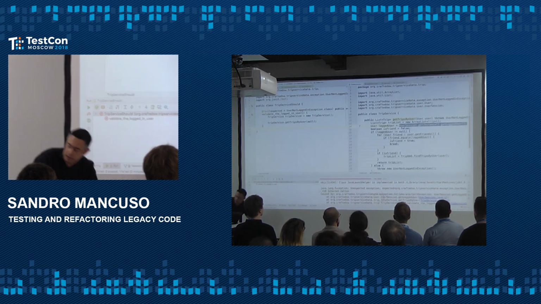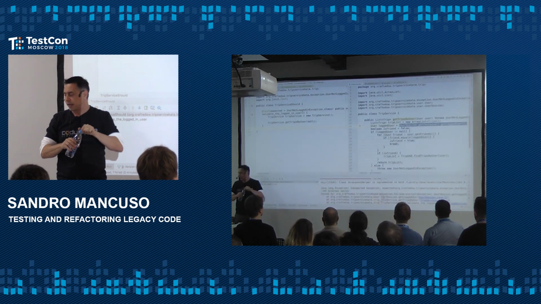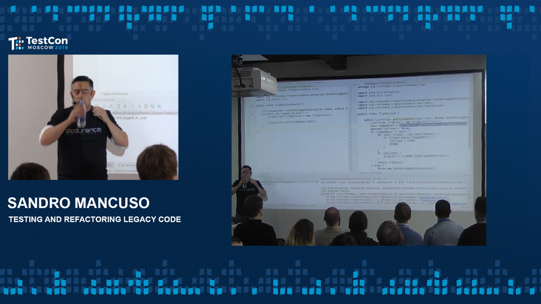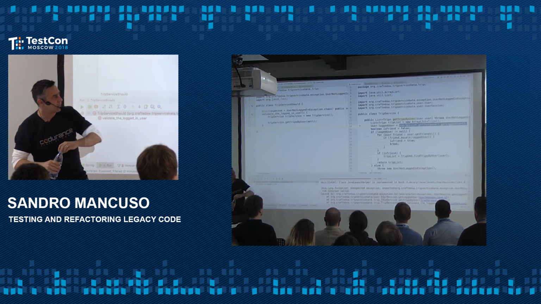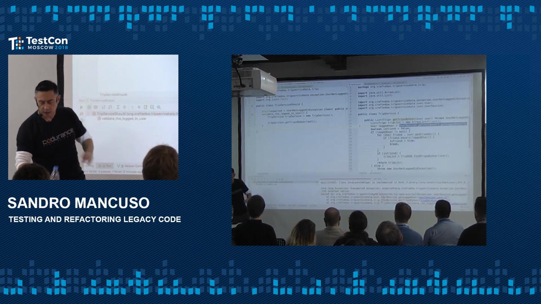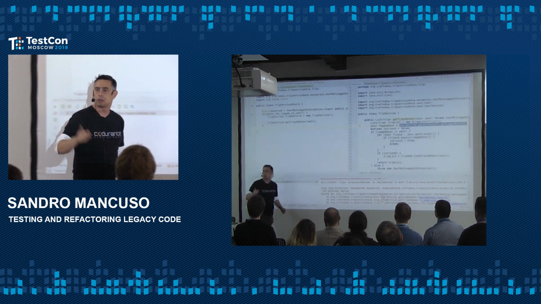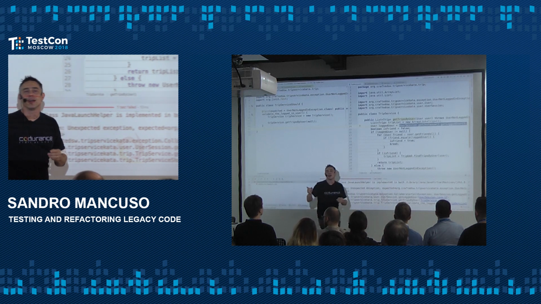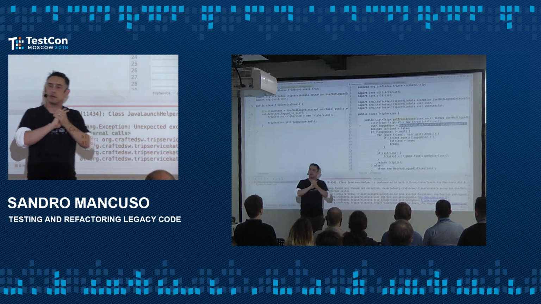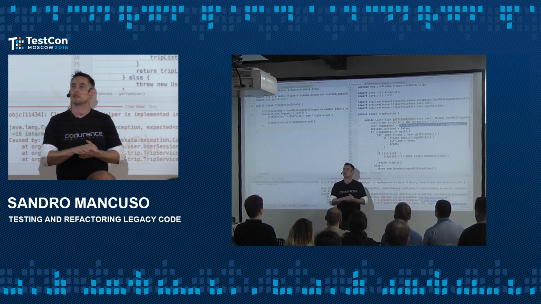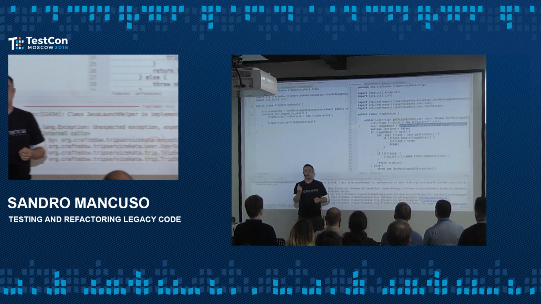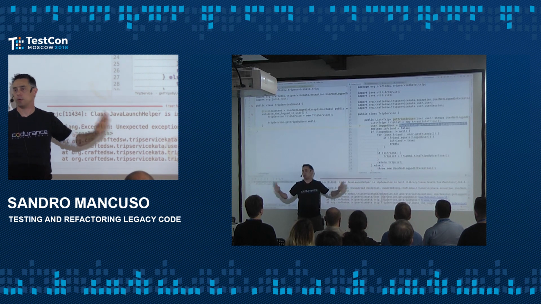This is the problem here that I need to solve now. I cannot test this class while I don't solve that dependency. Who read a book called Working Effectively with Legacy Code? One hand, expected. So read this book. It's by Michael Feathers. There is one technique in there that is definitely worth the whole book.